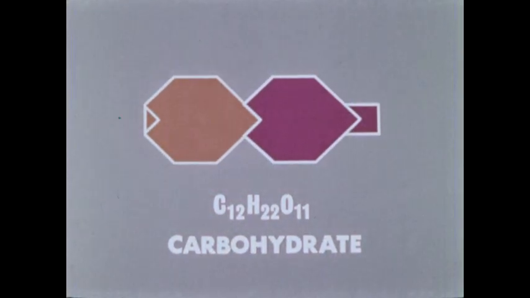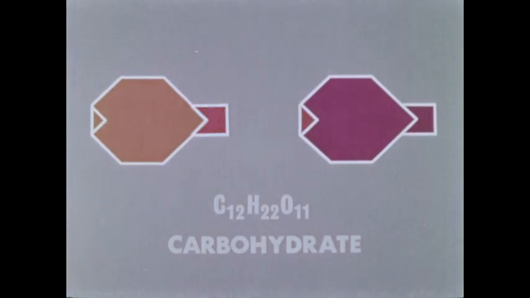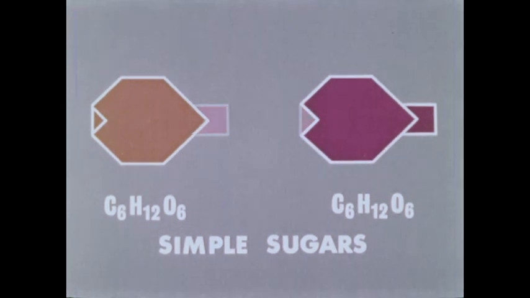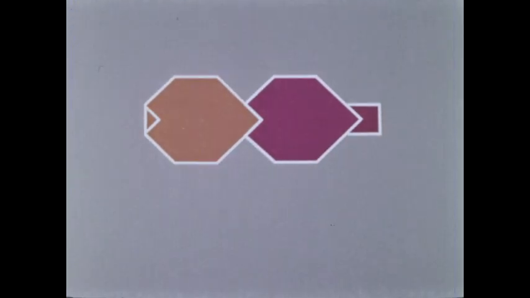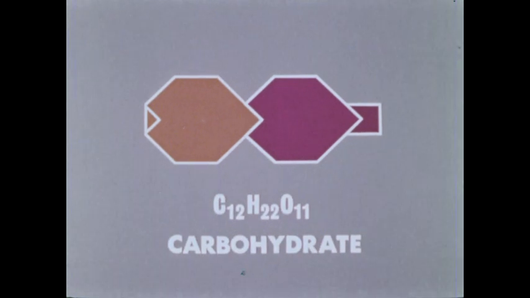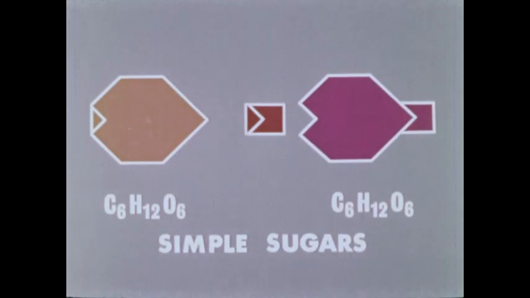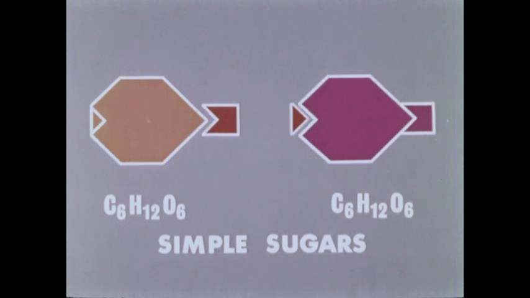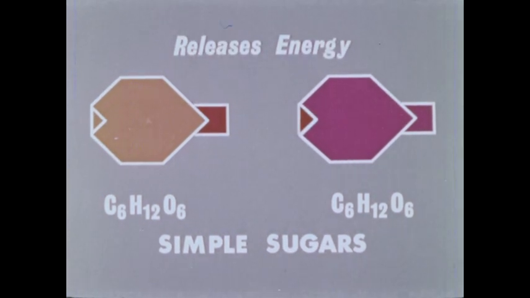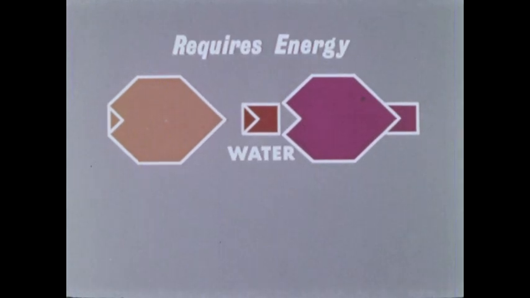Here is a schematic drawing of maltose. This carbohydrate molecule is composed of smaller molecules called simple sugars. In the cell, simple sugars may be joined together to produce large carbohydrate molecules. Or carbohydrates may be split apart to form the smaller molecules of simple sugars. This splitting apart process releases energy and utilizes a molecule of water. When simple sugars join to produce a large carbohydrate molecule, the process requires energy and splits off a molecule of water.